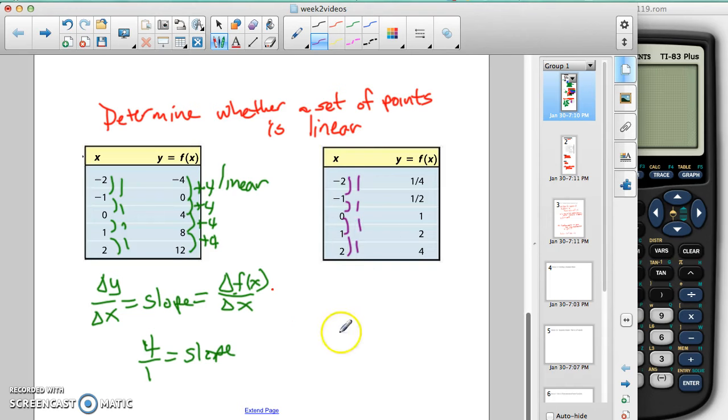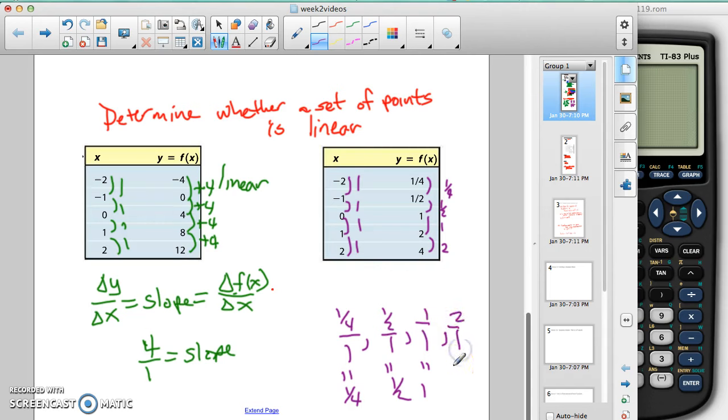So that means our denominator is going to be 1 in every case. But in this case, if we look at this increase, we're increasing by 1/4 here. Here we're increasing by 1/2. Here we're increasing by 1. Here we're increasing by 2. So that means the first slope is going to be 1/4. My second slope is going to be 1/2 over 1, which is 1/2. My next one is going to be 1 over 1, which is 1. And then my fourth one is going to be 2 over 1, which is 2.